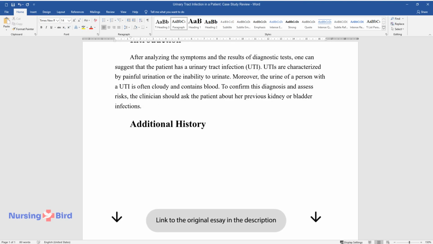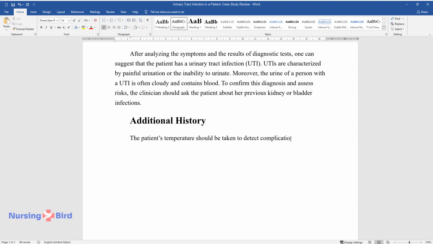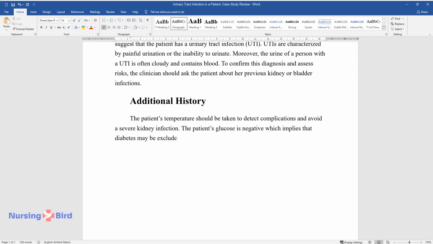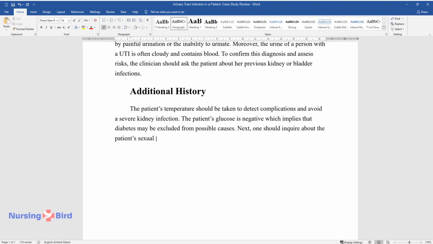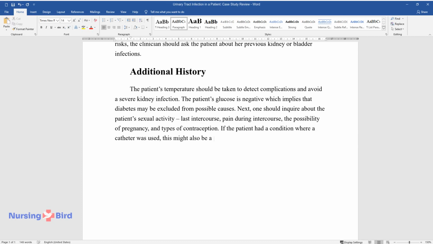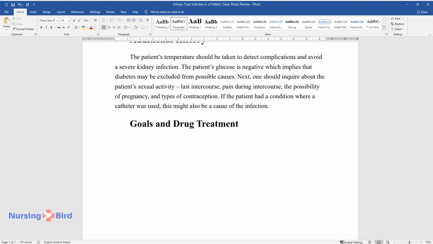Additional history. The patient's temperature should be taken to detect complications and avoid a severe kidney infection. The patient's glucose is negative, which implies that diabetes may be excluded from possible causes. Next, one should inquire about the patient's sexual activity, last intercourse, pain during intercourse, the possibility of pregnancy, and types of contraception. If the patient had a condition where a catheter was used, this might also be a cause of the infection.